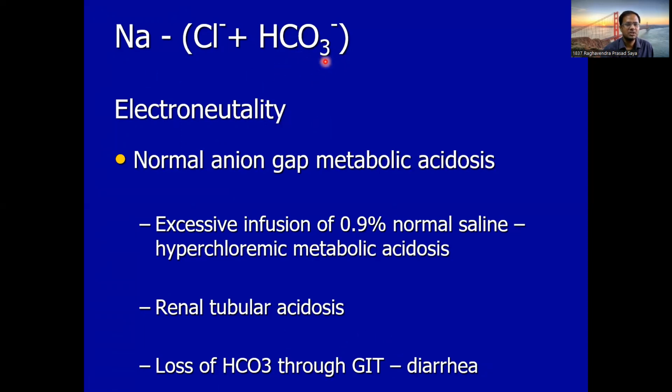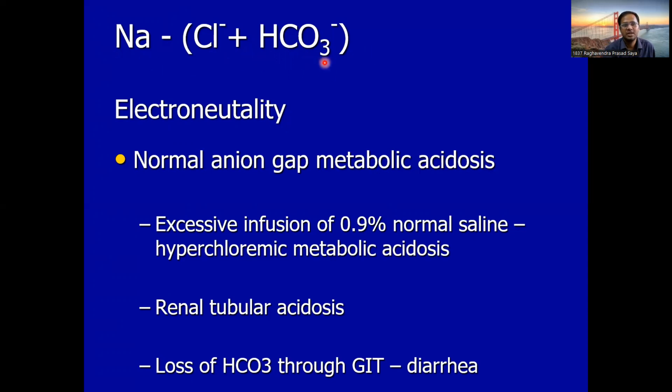Whenever there is loss of this bicarbonate, what will the body do to compensate? The body compensates by retaining the chloride. So there will be chloride retention. So what happens? The difference between these two will be normal. So this is called normal anion gap metabolic acidosis.